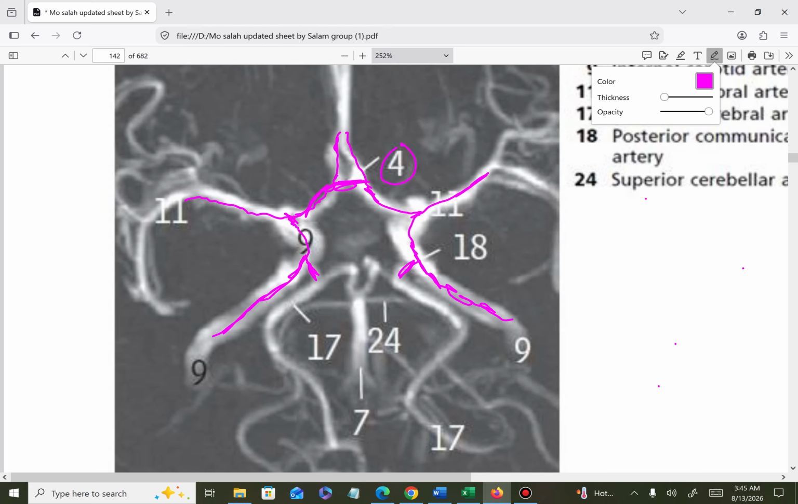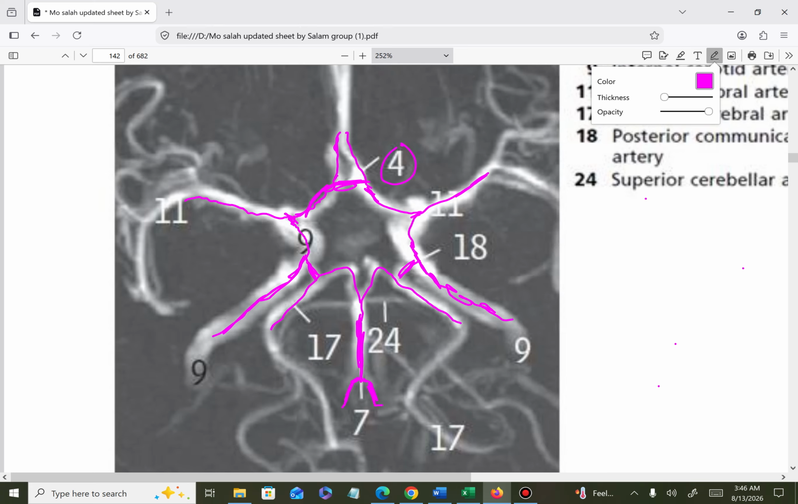Now the posterior system, the vertebro-basilar system. In the vertebro-basilar system, there are two vertebral arteries which join at the lower border of the pons to form a single artery, which is the basilar artery. Okay, so this is the basilar artery. Then the basilar artery terminates into two terminal branches, the posterior cerebral arteries, one on each side.